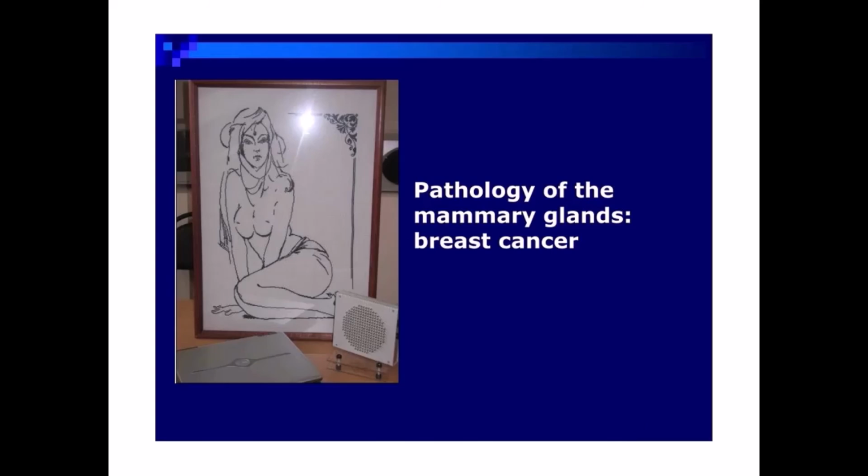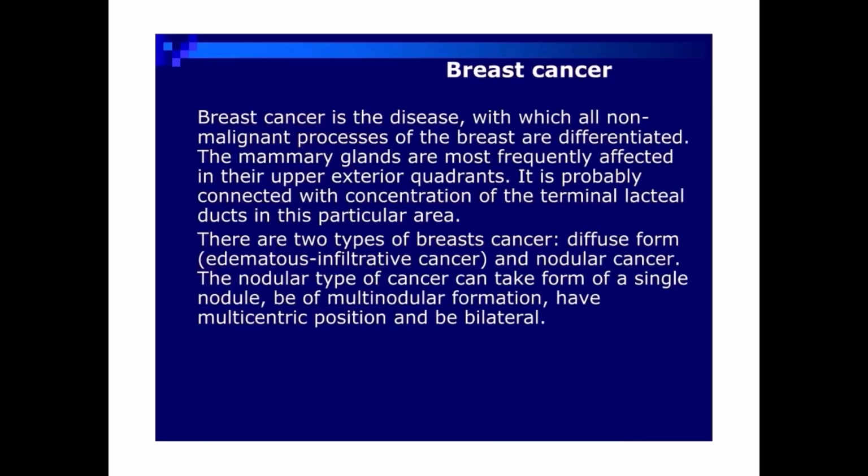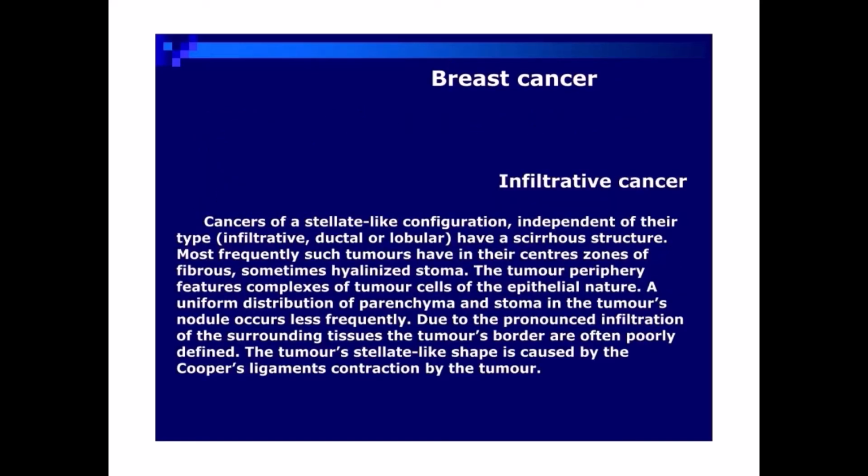Pathology of the mammary glands. Breast cancer. Breast cancer is the disease with which all non-malignant processes of the breast are differentiated. The mammary glands are most frequently affected in their upper exterior quadrants. It is probably connected with concentration of the terminal lacteal ducts in this particular area. There are two types of breast cancer: diffuse form, edematous infiltrative cancer, and nodular cancer. The nodular type of cancer can take form of a single nodule, be of multinodular formation, have multicentric position and be bilateral.